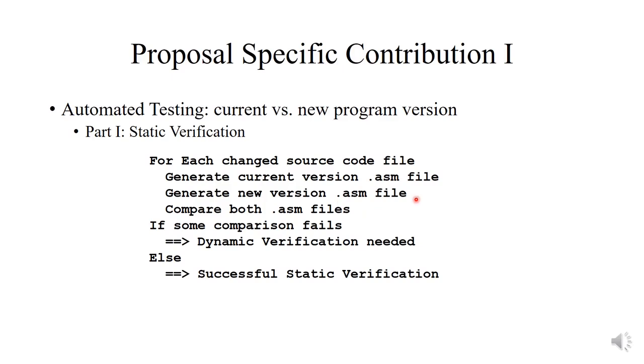For every source code file that has been changed, usually only one, but maybe more, the compiler is required to generate the assembly file, and the assembly file of the new version is compared to every assembly file of the previous version. If all the comparisons are successful, then the static verification is also successful, where successful means every assembly file is identical to the previous version. If some comparison fails, then the dynamic verification is needed.